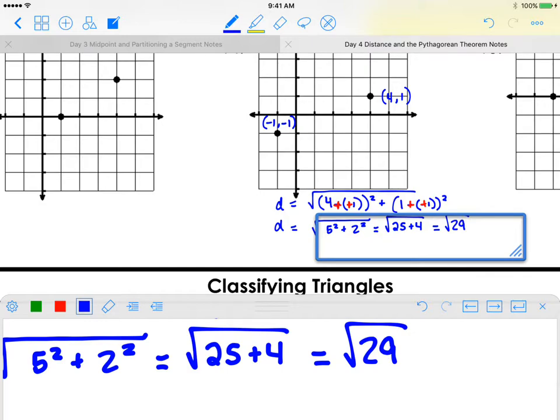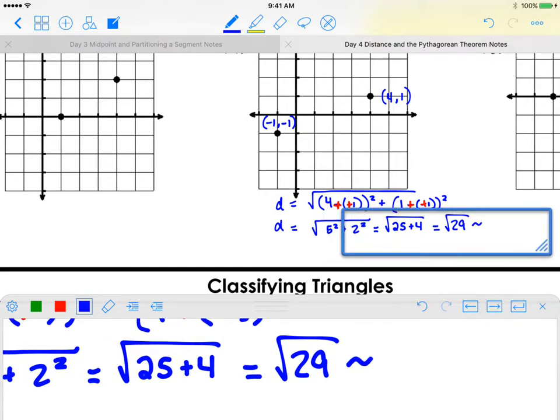Now it wants us to round to the nearest tenth, so we're going to put that right in our calculator. And we're going to go 29 and square root, and we get our answer is approximately, I'll round it to the tenth, 5.4.